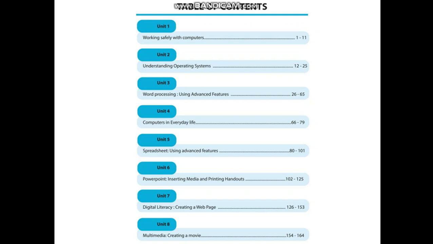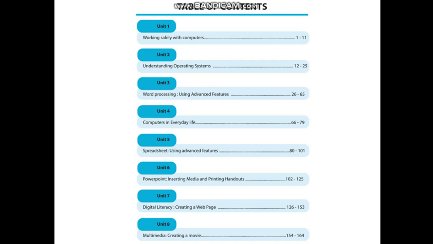So Unit 1 talks basically about working safely with computers. Unit 1 is gonna be explained totally, inshallah, during this lecture. Alright. Unit 2 talks about understanding operating systems. Unit 3 talks about word processing using advanced features. It talks about the Microsoft Word program, okay? But the previous unit talks more about understanding operating systems.